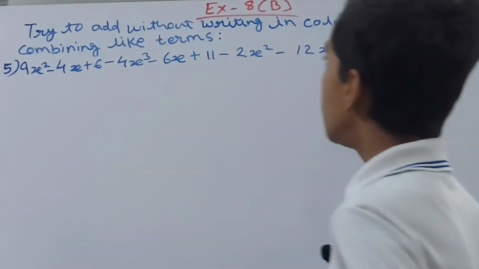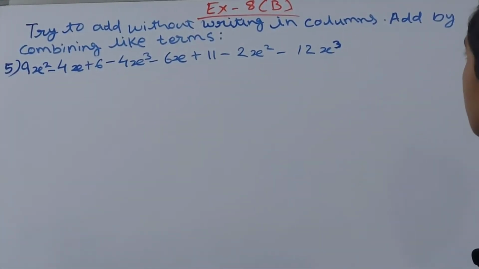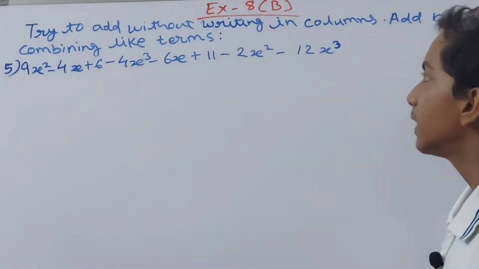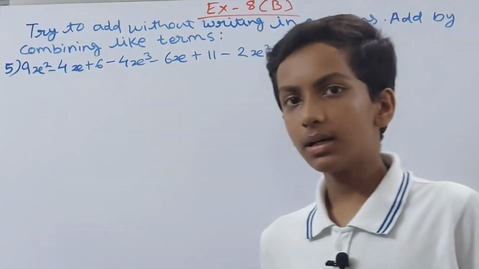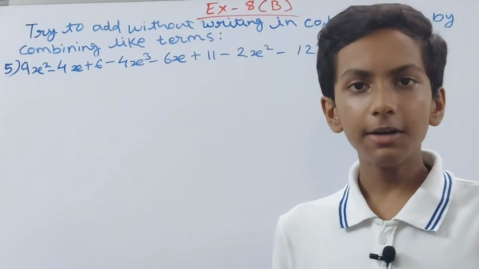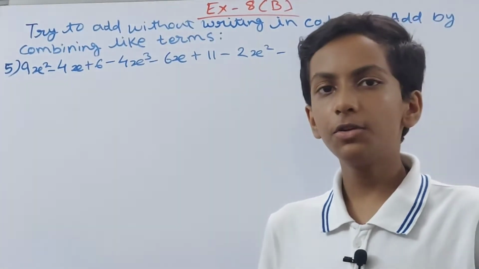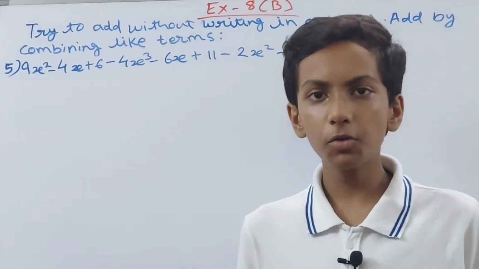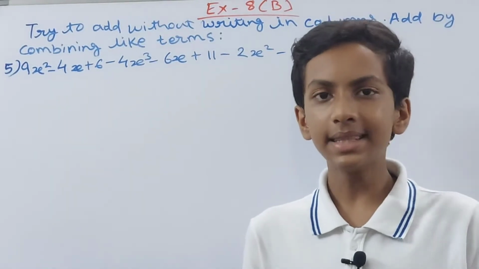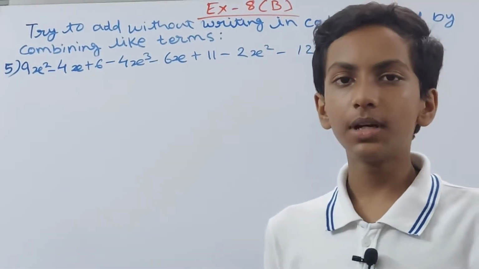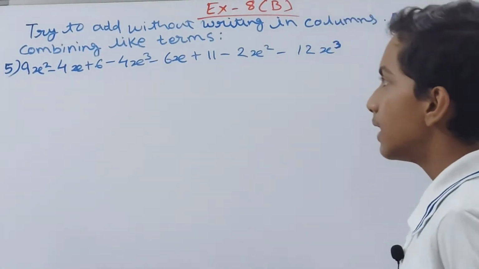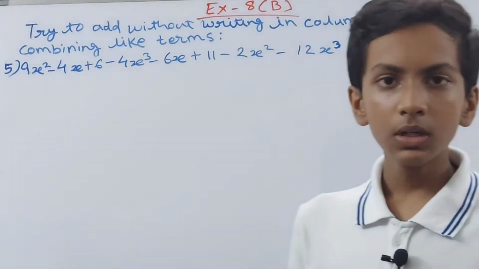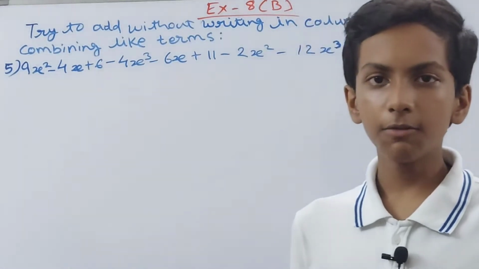This says, try to add without writing in columns, add by combining like terms. Now you can see in the first one there are some terms given and we have to add them, but we don't have to write them in columns, we have to combine their like terms and then add them. We have done some questions like this in the previous video as well, so it will be easy. Let us start.